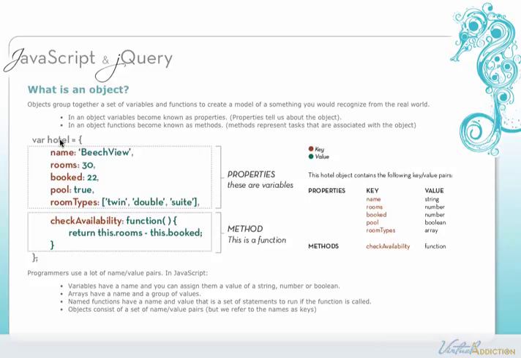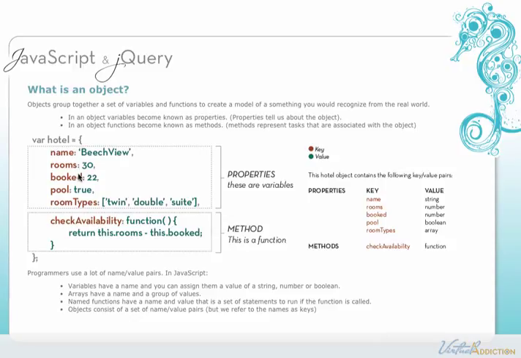Like variables and named functions, properties and methods have a name and a value. In an object, that name is called a key. An object cannot have 2 keys with the same name. This is because keys are used to access their corresponding values. The value of a property can be a string, number, Boolean, array, or even another object. The value of a method is always a function.